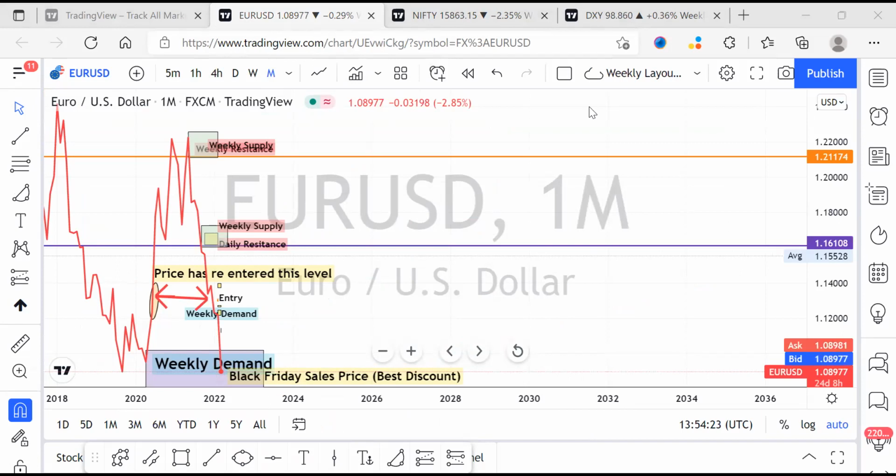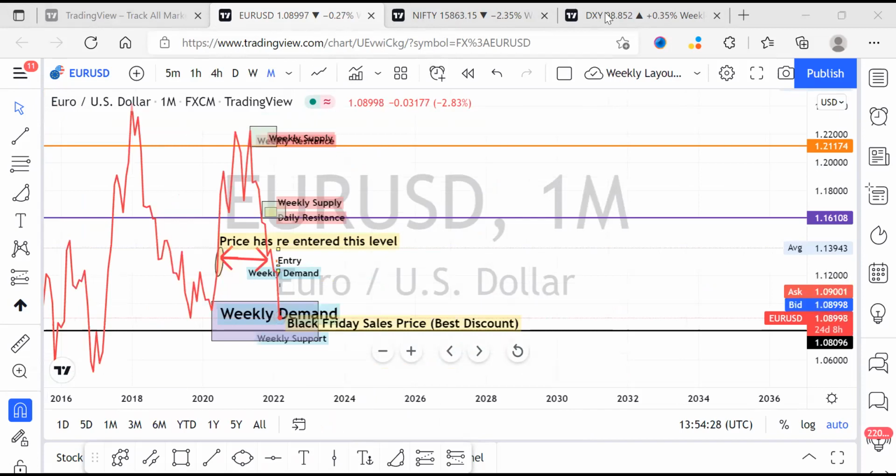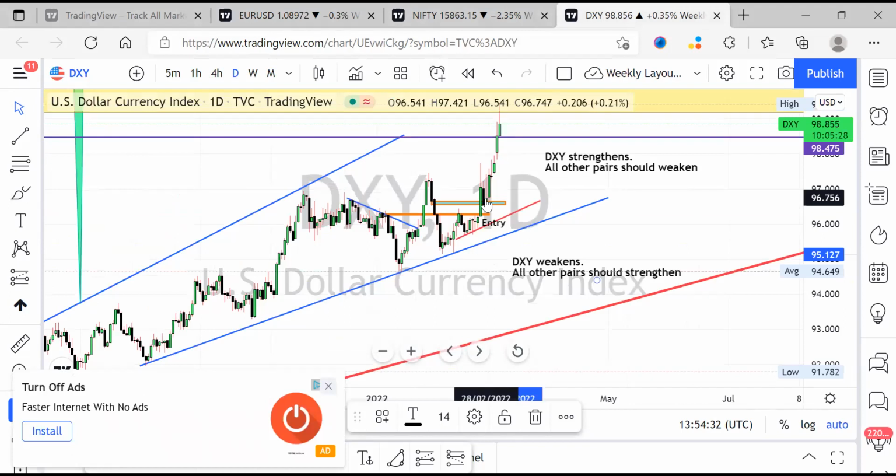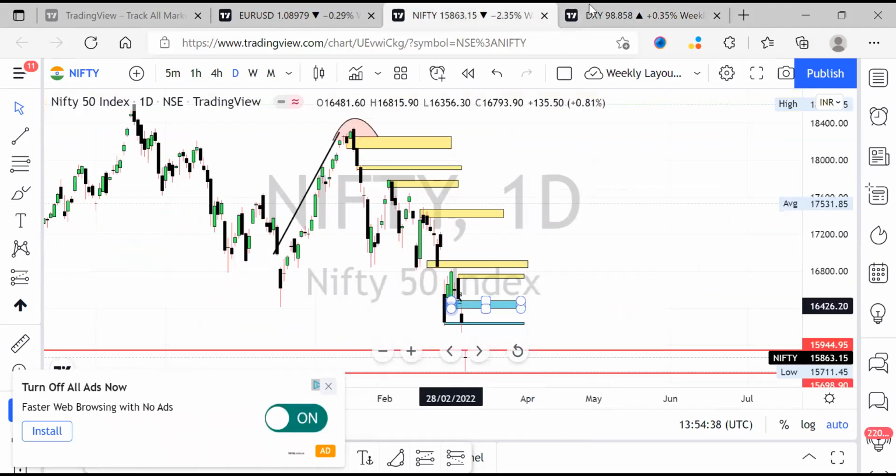No, not a buy side, okay? You've got to see the pressure. In this particular one, the buying pressure is still continuing to the dollar. The dollar is going up. If the dollar is going up, Nifty is going down, okay?